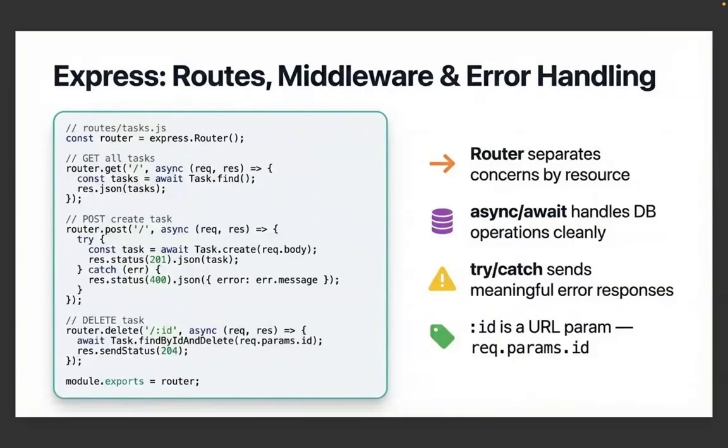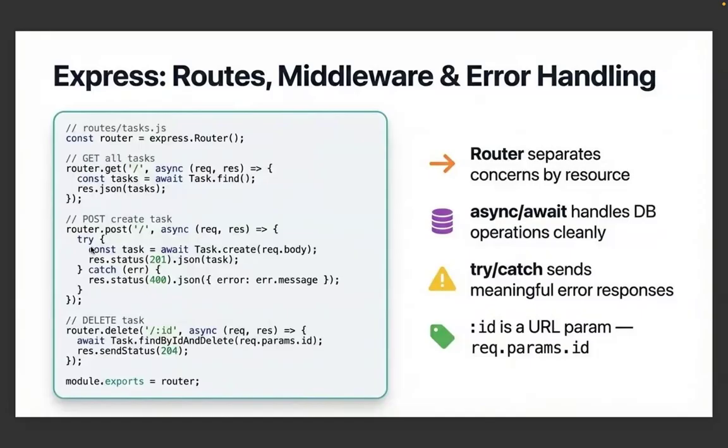The first pattern is async and await. So inside the GET and POST routes, we use async and await. This handles our database operations clearly without getting stuck in callback hell.